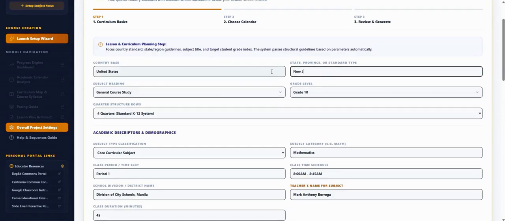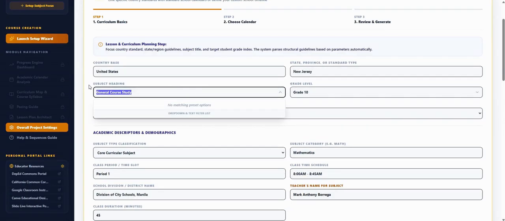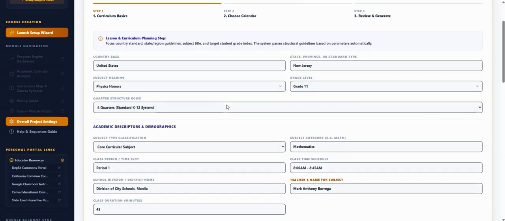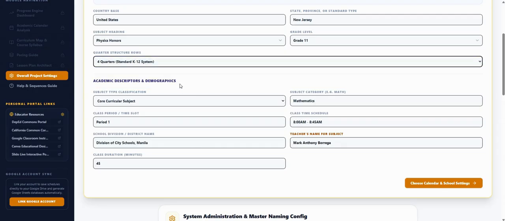Hello everyone, I would like to introduce another application made by Mr. Borrega, and welcome to a demonstration of the curriculum and syllabus instructional intelligence system. In this video, I will showcase how this platform streamlines curriculum development, syllabus mapping, pacing guide generation, and lesson planning through an integrated educational workflow powered by intelligent automation.